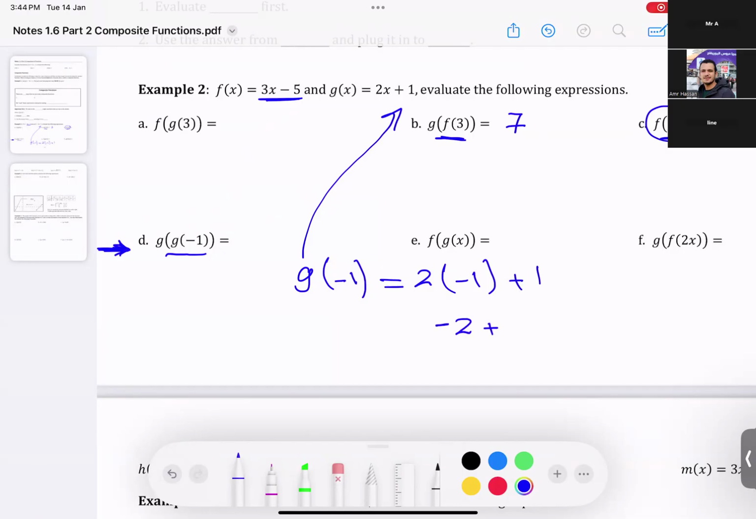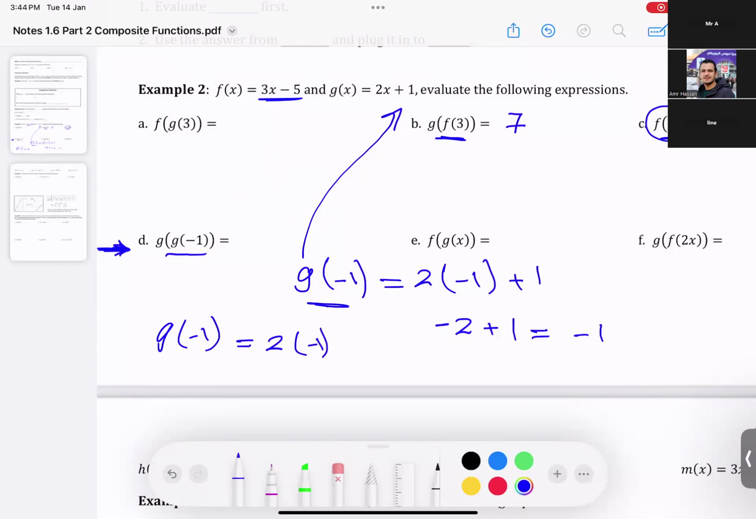It's going to be negative 2. What is negative 2 plus 1? Going to be negative 1, right? Yeah. So it makes sense. I need to find out g of negative 1 another time, right? Yeah. Okay.